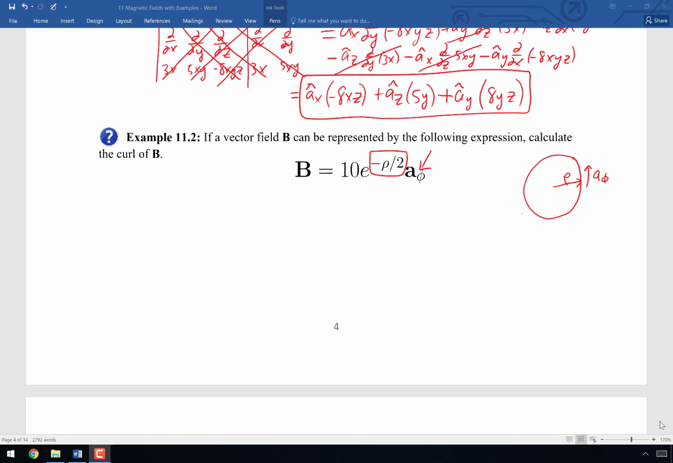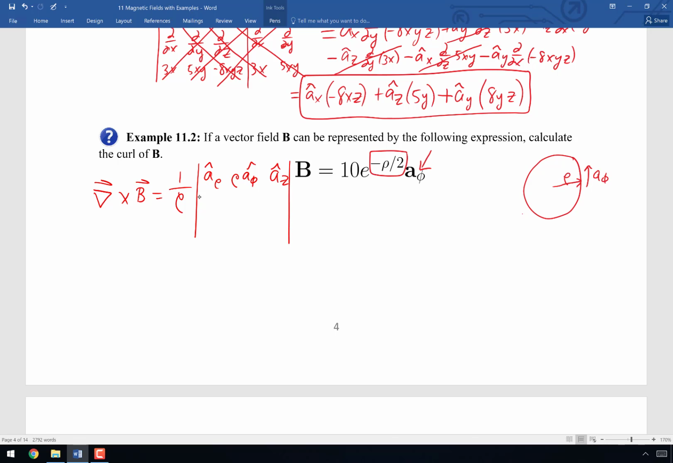So what is the curl of B? We know that this is going to be equal to the del cross B, and from equation 11.5 up above, this is equal to 1 over rho times a determinant, and that determinant is going to have the unit vectors on the top row, so that's going to be a sub rho, and then there's going to be rho a sub phi, and then there's going to be a sub z.